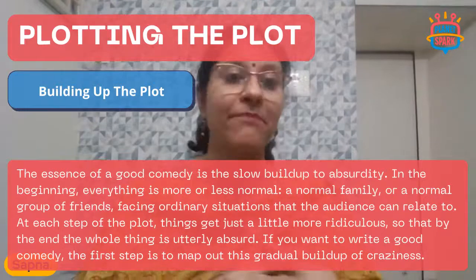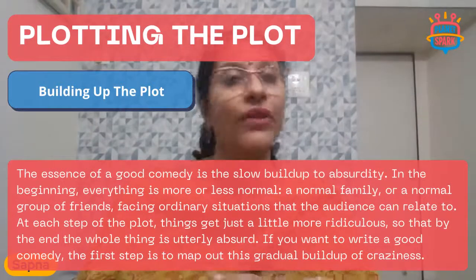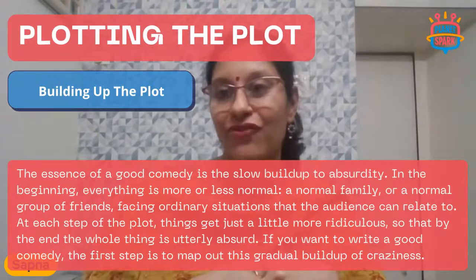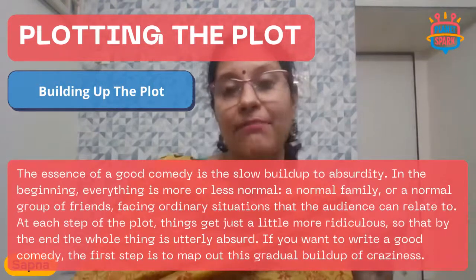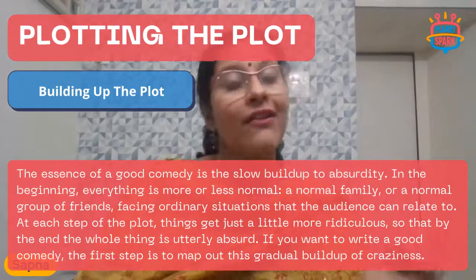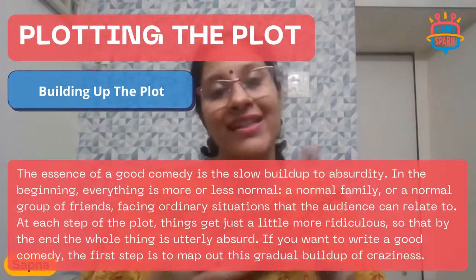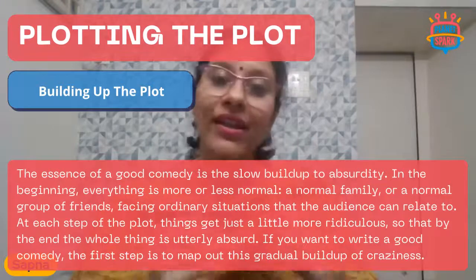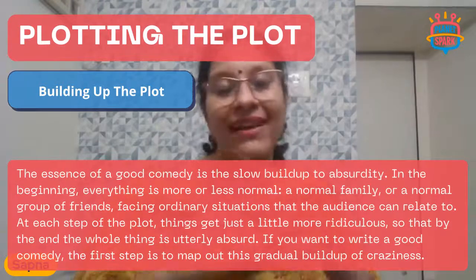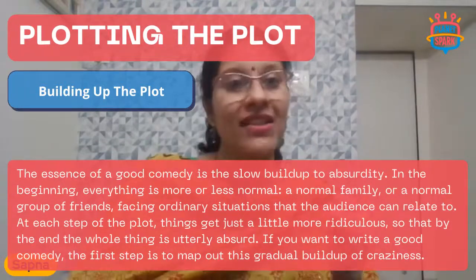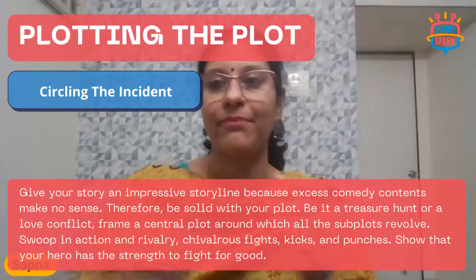So the first step is always to map out how you can gradually build up to that level of craziness. Yes, this is about building up to the plot. Initially, keep everything normal so that your audiences can relate to it, and slowly and gradually build up to that level of craziness and absurdity, right? So that's one of the elements here in plotting the plot.